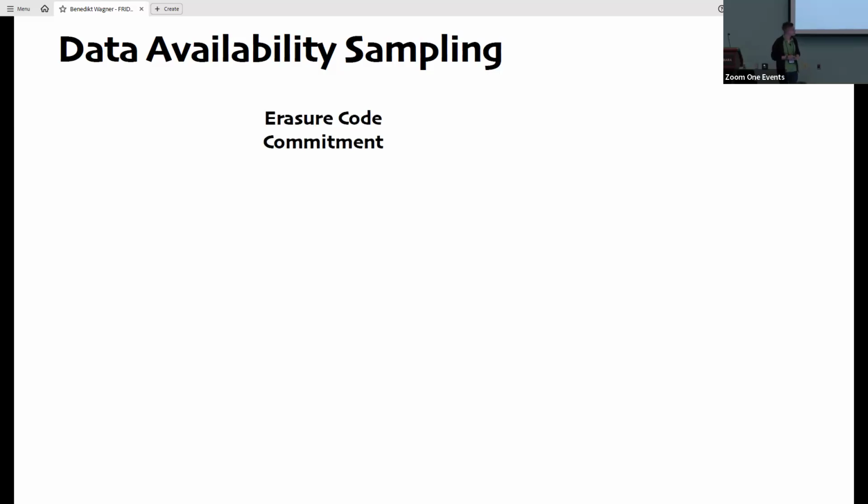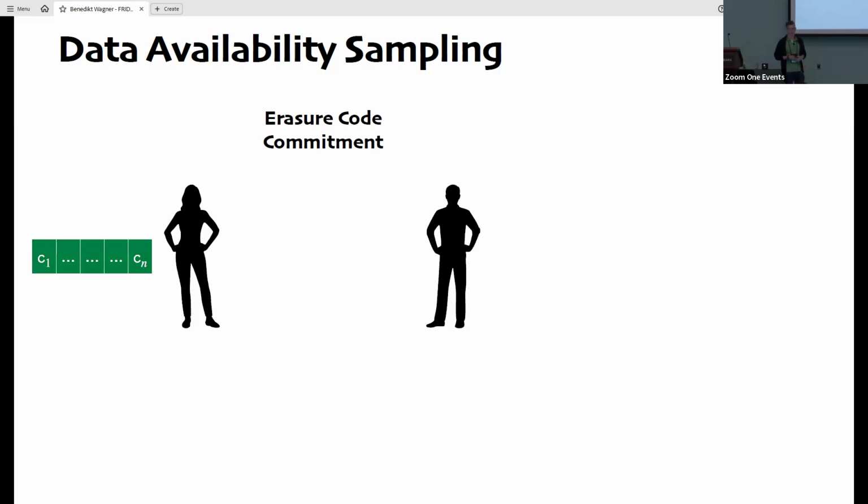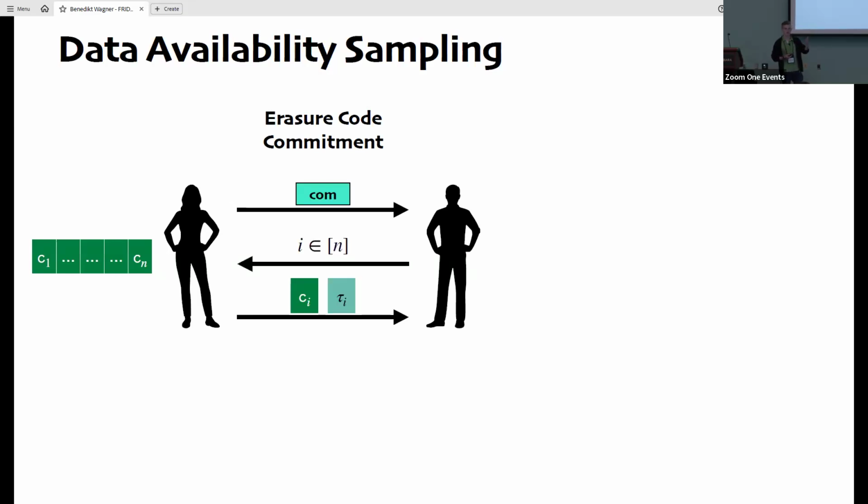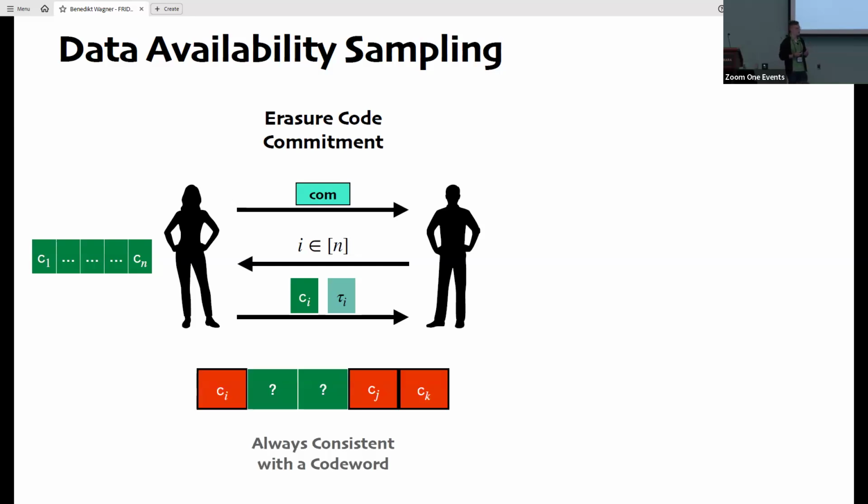And this primitive captures this idea that whatever you commit to is a code word. So what does that mean? Well, Alice has a code word, and she can commit to that code word succinctly to Bob, and then later she can open individual positions of that code word. Of course, you can do that with a Merkle tree, but the crucial security guarantee here is that whatever you open, it will always be consistent with the code. There will always be at least one code word that is consistent with all the openings. That's an erasure code commitment scheme.